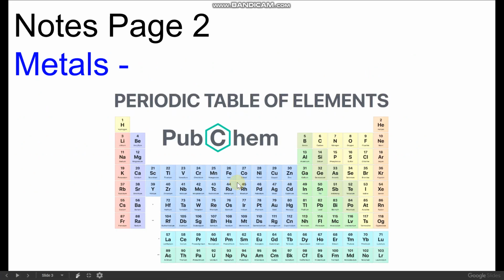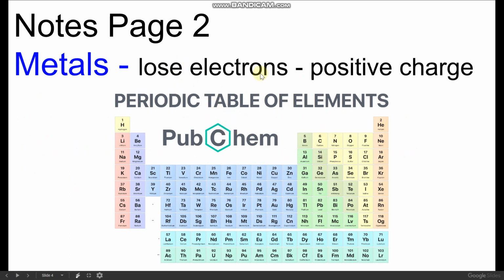Okay, so recall from our previous lesson that metals lose electrons and have a positive charge. Okay, and so then what I want you to do on your periodic table is circle these elements in blue. Right, so lithium, sodium, potassium, rubidium, cesium, and francium, because these metals always form an ion with the same charge. And we'll talk about why in just a second here.